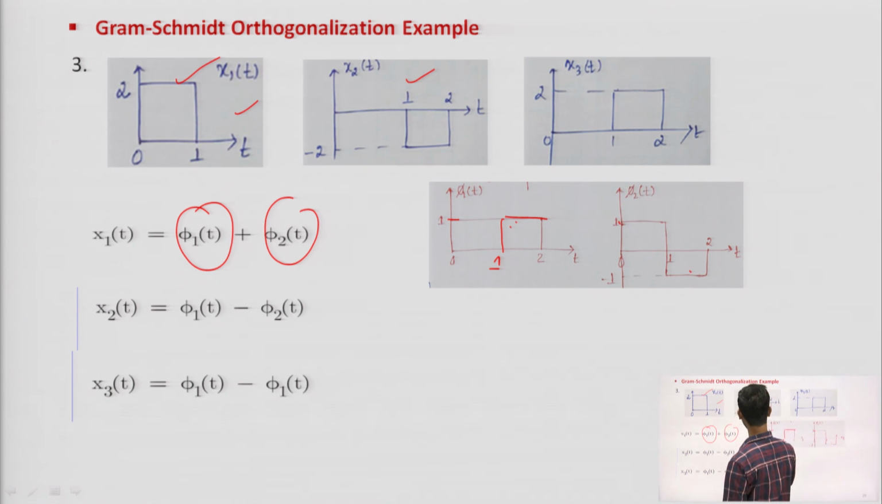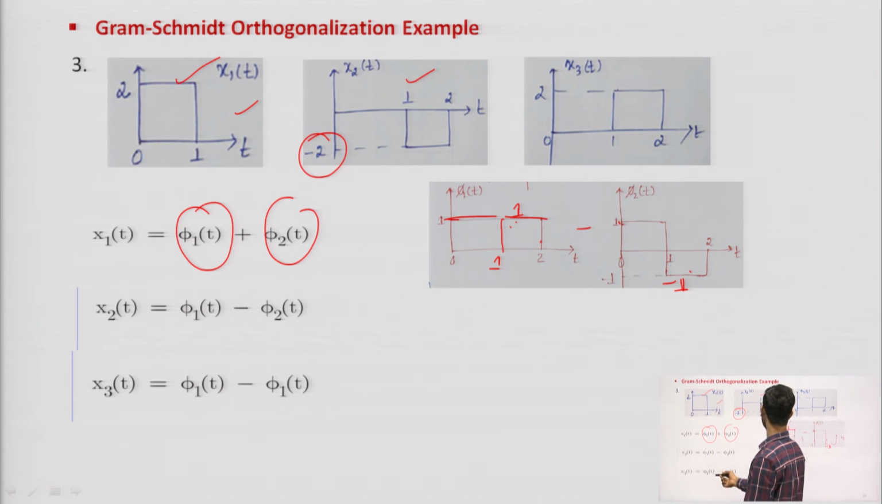Similarly, how do I get x2(t)? This is phi 1(t) minus phi 2(t). This is 1 and 1, so it is 0, and in the other part it is 1 minus minus 1, so this would be minus 2. Now for x3(t), I get phi 2(t) minus phi 1(t). This is 1 minus 1, which is 0, and this is minus 1 minus 1, which will equal plus 2.